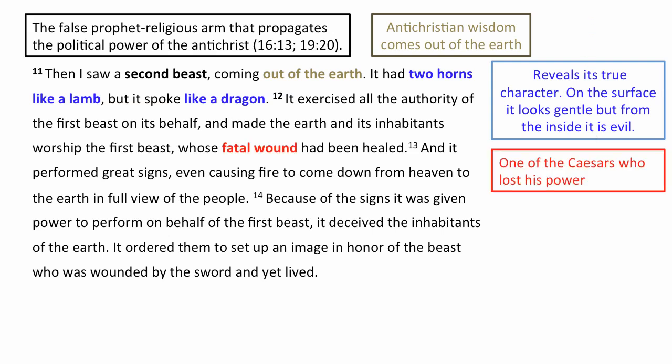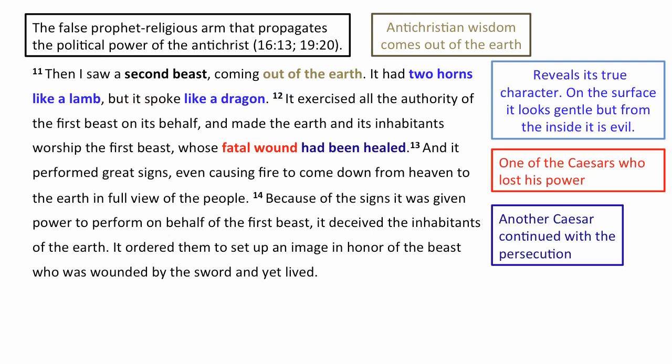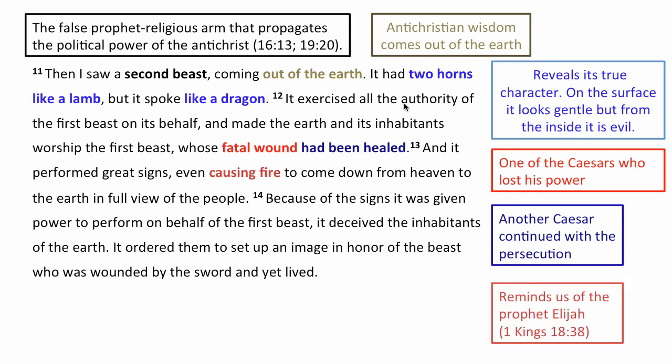And then the first beast whose fatal wound had been healed. We saw in the previous session that this first beast had a fatal wound. It is one of the Caesars who lost his power, but that wound had been healed. It means that another Caesar continued with the persecution. And then in verse 13, it performed great signs, even causing fire to come down from heaven to the earth in full view of the people.